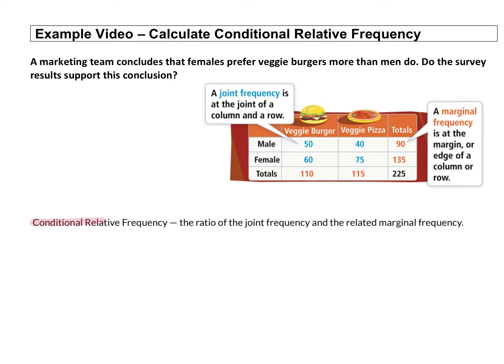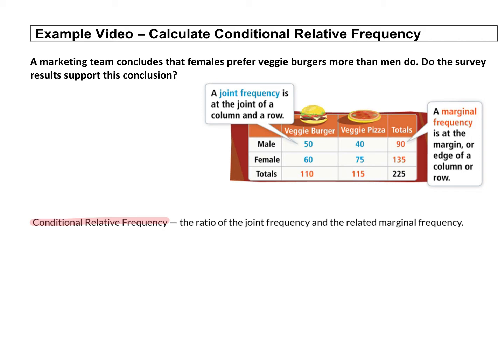All right, so conditional relative frequency, you guys want to write this in your notes, is the ratio of the joint frequency and the related marginal frequency. As a reminder, the joint frequencies are the boxes on the inside of the table. It joins how many males chose veggie burgers, how many males chose veggie pizzas. The marginal frequencies will be the totals on the end. So conditional relative frequency is a ratio. We're going to create fractions, ratios, and then get percentages of the joint frequency and its related marginal frequency.